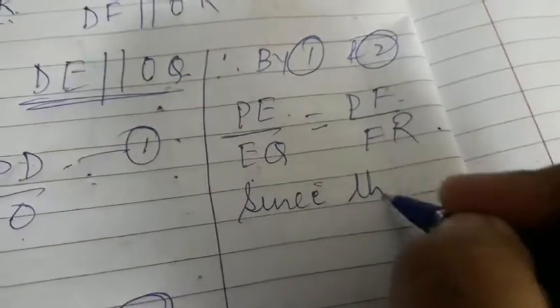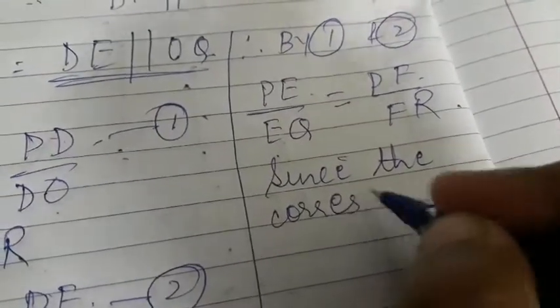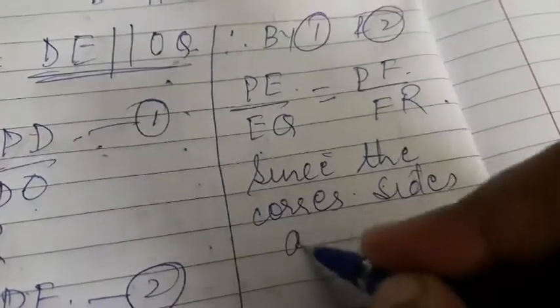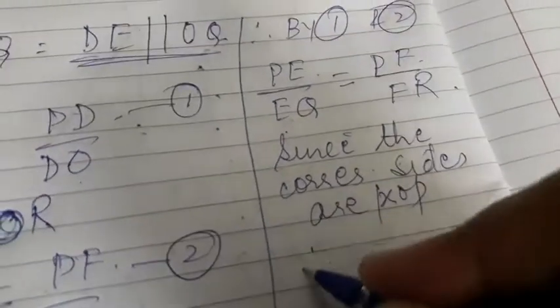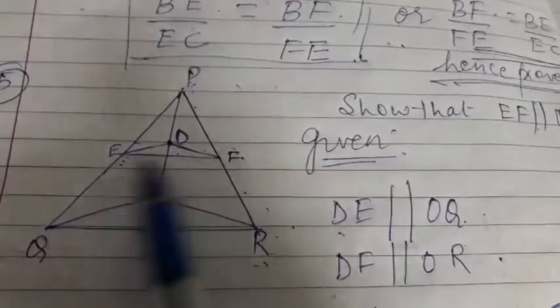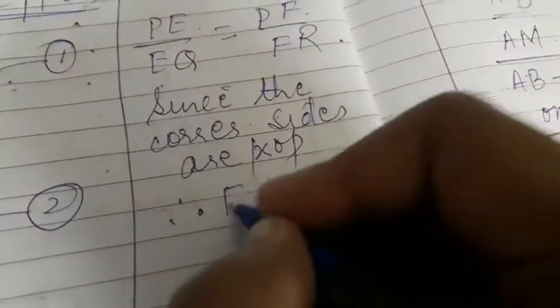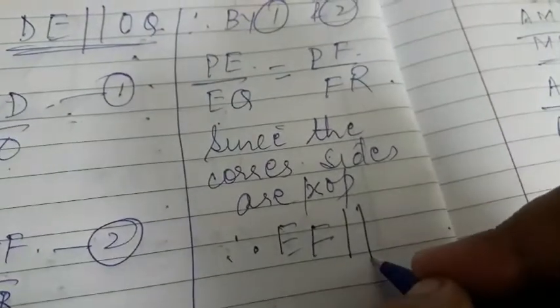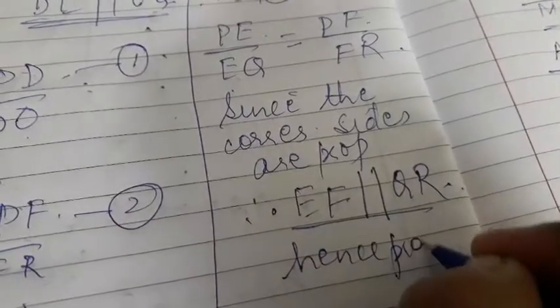Now I come back to the question. PE upon EQ is equal to PF upon FR. Since the corresponding sides are proportional, therefore we can write EF is parallel to QR. Hence proved. This is what? That when the sides are proportional, the lines are parallel.